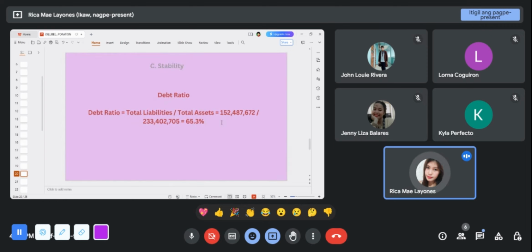Debt ratio. Debt ratio equals total liabilities divided by total assets equals 152,487,672 divided by 233,402,705 equals 65.3%. A debt ratio of 65.3% means that Jollibee Food Corporation has a substantial reliance on debt financing to support its operations, growth and objectives.